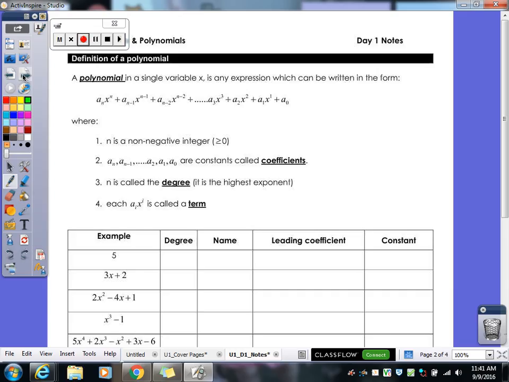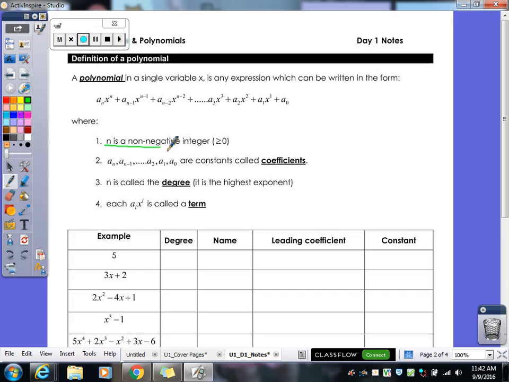All right, so let's take a look at the back side. So we have a polynomial in a single variable x is an expression which can be written in the form, and I know that looks very overwhelming. So you got a sub n and then x to the n. N just refers to which term you're in. So if it's in the first term, your n is a 1. N minus 1 means it keeps going down, so on and so forth.